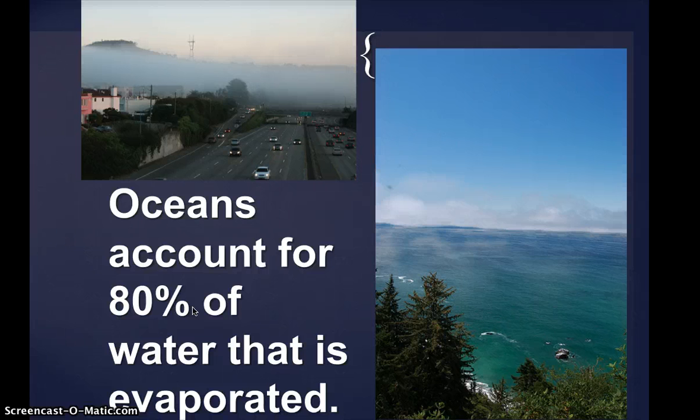80% of the water that evaporates comes from our oceans. So as you can see in these two pictures, you can actually see the cloud of fog that is rising above our water. Here, this is not above water, but you get the idea of what is happening during the process of evaporation.